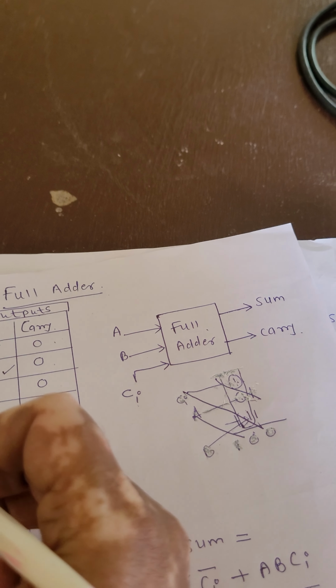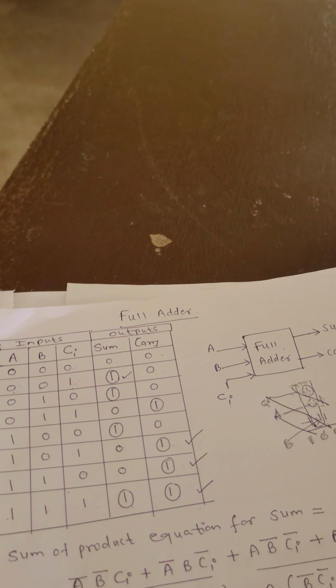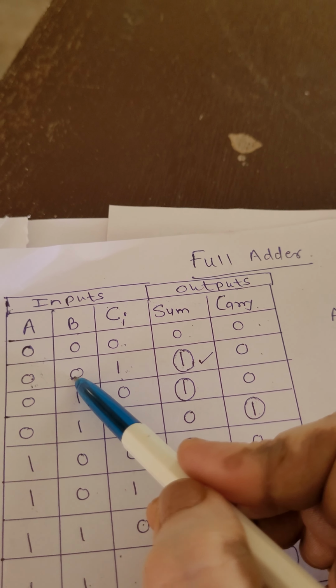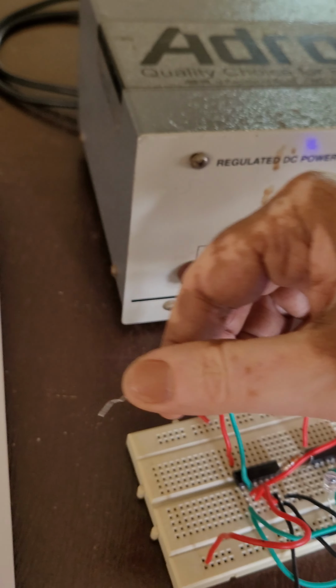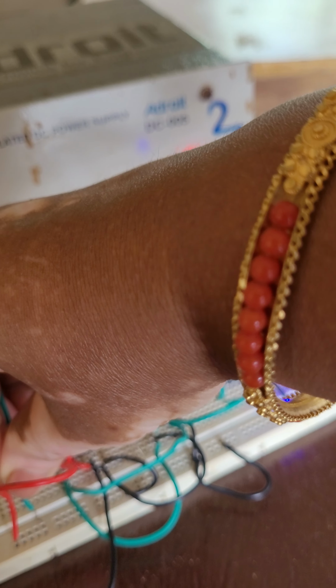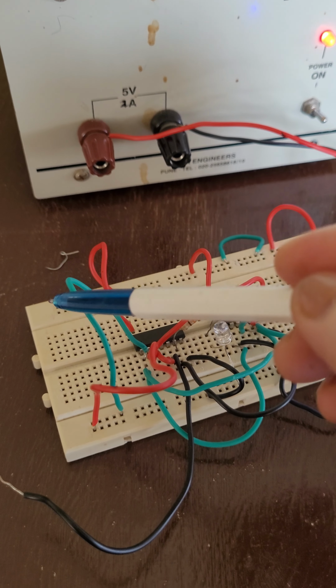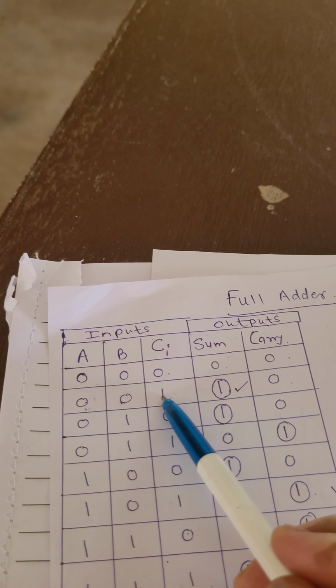Any other combination I will check. I will check 0 0 1 now. So A is 0, B is 0. B is already 0. CI is high. A I have to make ground. So A also I am making ground. See here, I made A ground, B ground, CI is high. That means I am checking this 0 0 1. Sum should be high, carry should be 0.